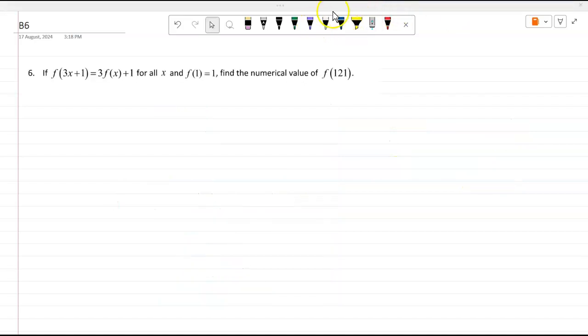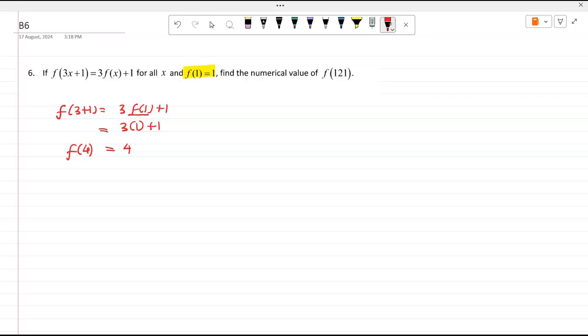One is f of 3x plus 1, function of 3x plus 1. So what you do is, first your f1 is given to be 1. So you plug that in. You put x as 1. So 3 f1 plus 1, correct? So 3 times 1, f1 is 1, plus 1, that's 4. So f4 is equal to 4. So then I can plug in f4.